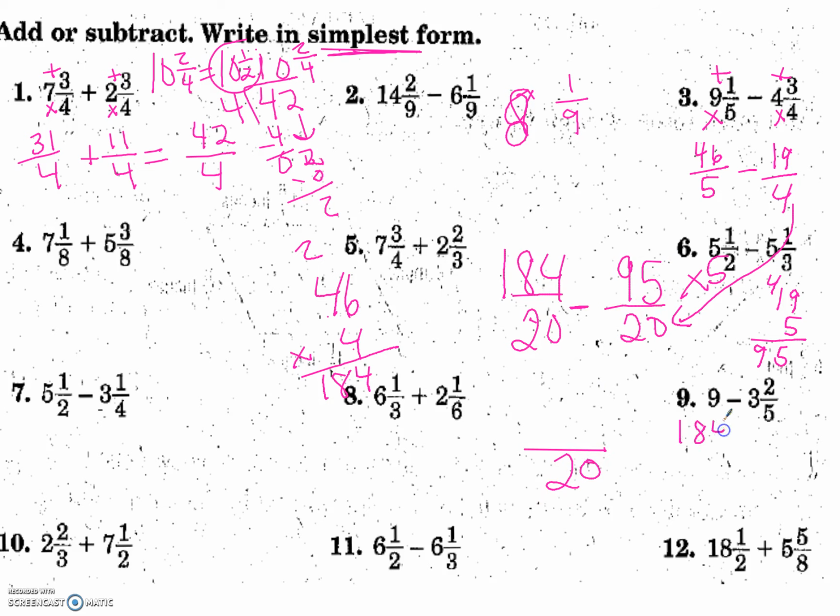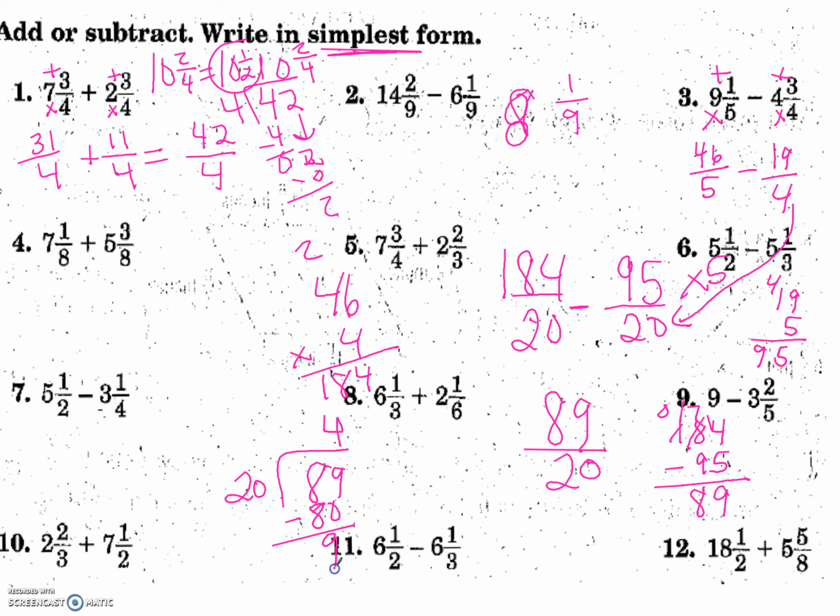So we have 184 minus 95. You'll notice I am writing these out to do them. If you can do them in your head, great for you. If you cannot, write it out. So 17 minus 9 is 8. So we have 89 over 20. Obviously that is an improper fraction. So we're going to do 89 divided by 20. So 20, 40, 60, 80 is 4 times. 4 times 20 is 80. Subtract, we get 9. Remember, that becomes your numerator. This becomes your denominator. So we get 4 and 9/20.